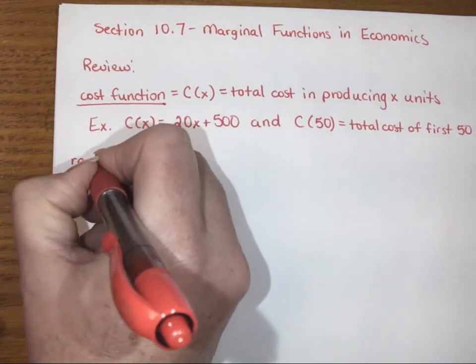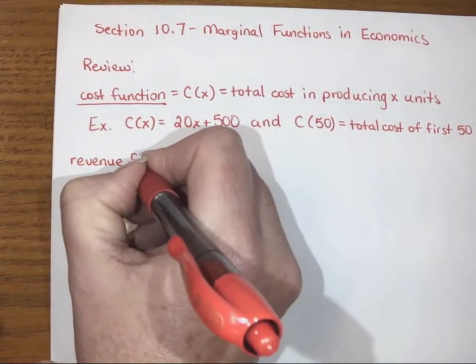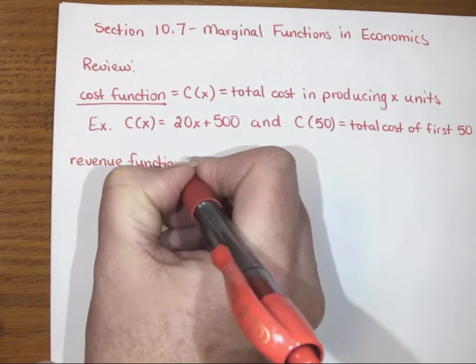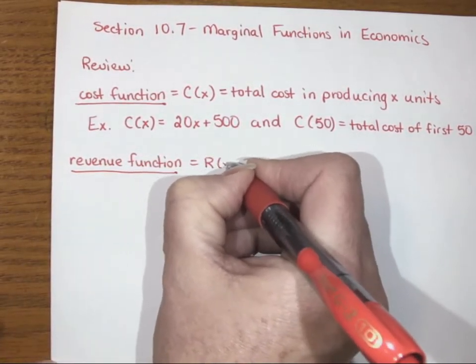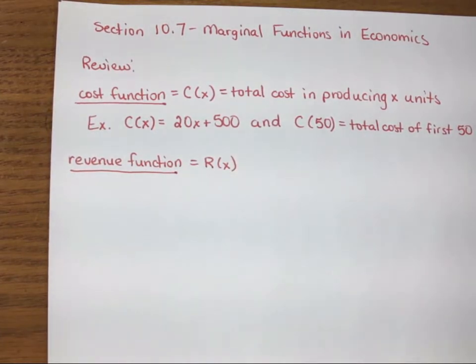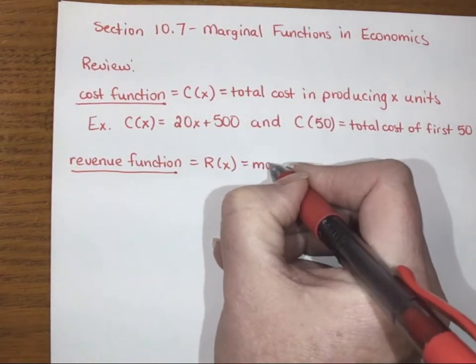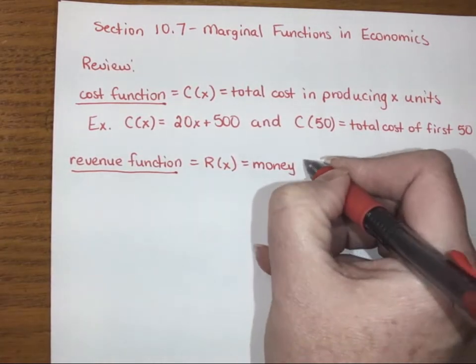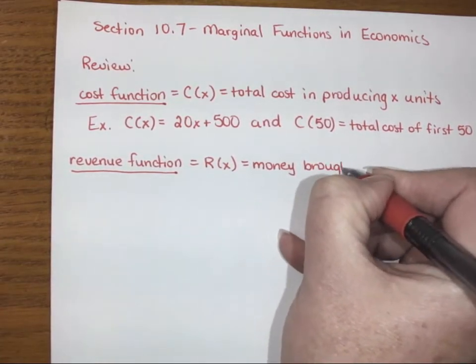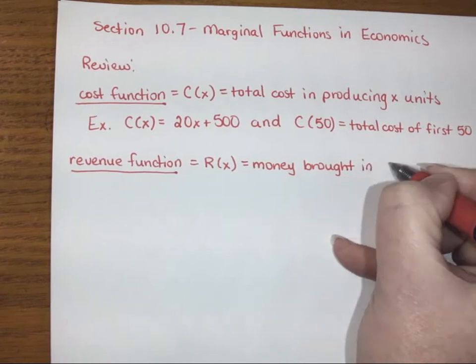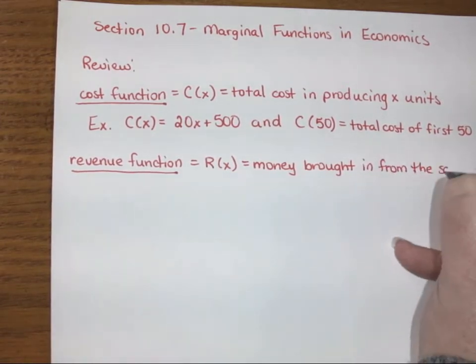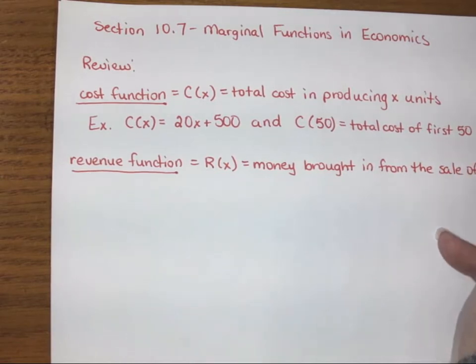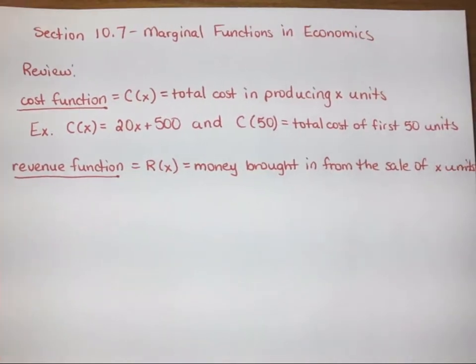So cost is representative of what a business has to pay in order to make the items. Revenue, on the other hand, this is often confused with profit. It is not the same, okay? Revenue is the money brought in from the sale of X units. It doesn't necessarily mean that you get to keep that money if you're the business owner or pocket it, because you still have to pay expenses or costs. But it is the money brought in from the sale of X units. And just like cost, it can be a linear equation or sometimes not.